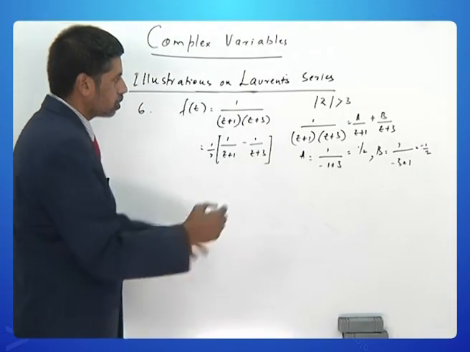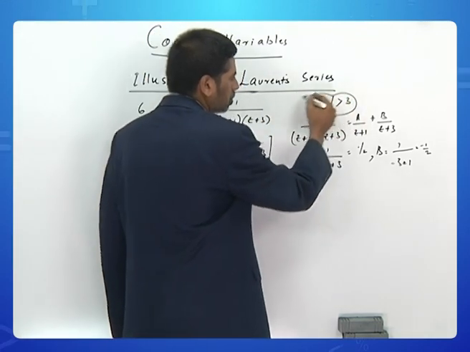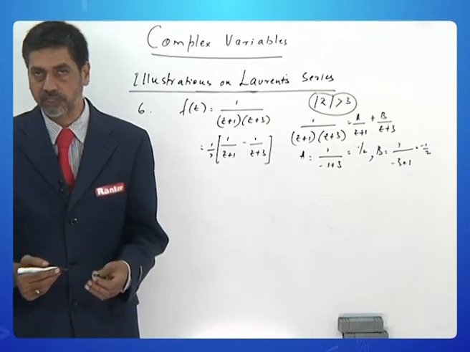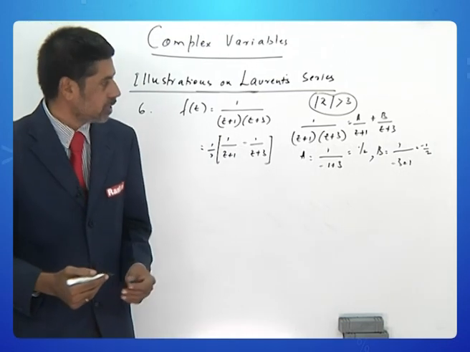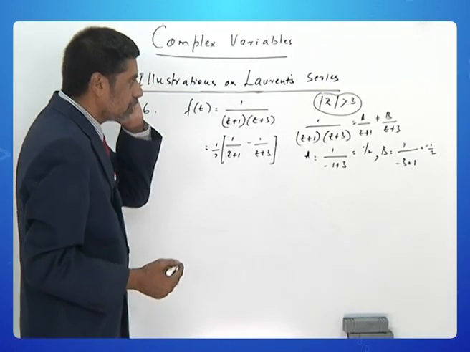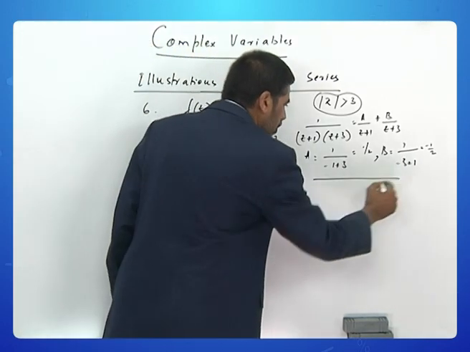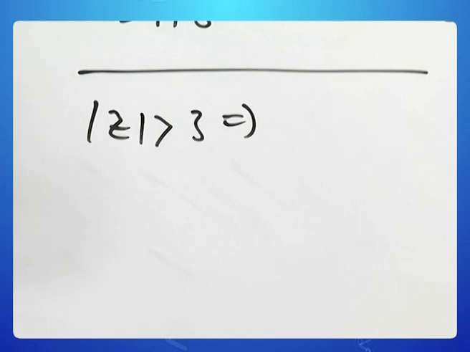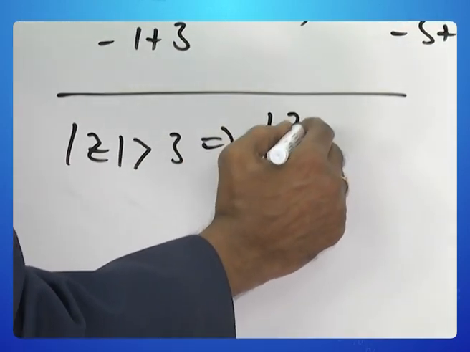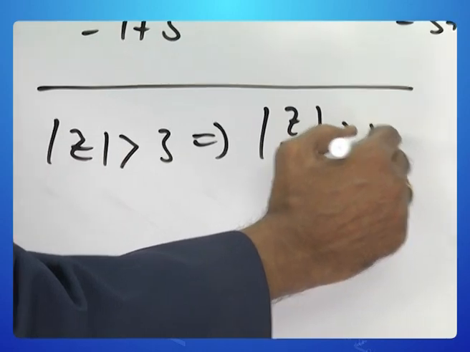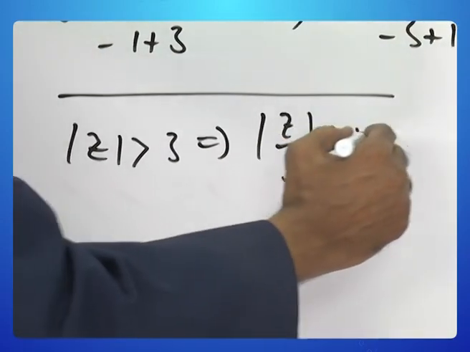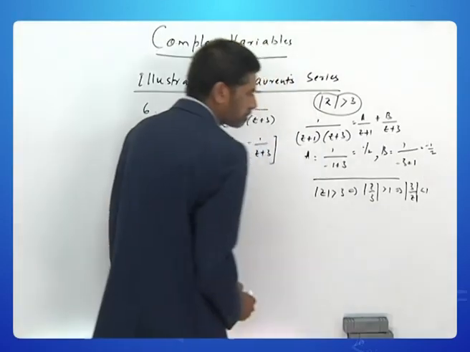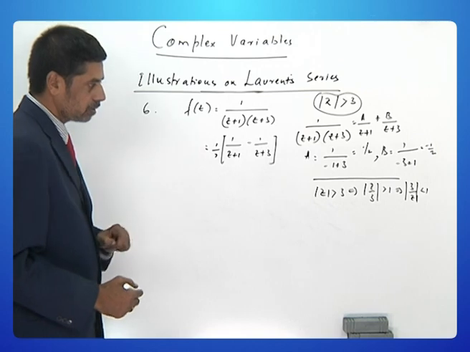Now you must look at the region. Whenever you expand, you must expand it in such a way that the function converges within that region. So let us see how to plan this. Now, mod z greater than 3 implies mod z by 3 is greater than 1. This implies mod 3 by z is less than 1. That's a very important thing.